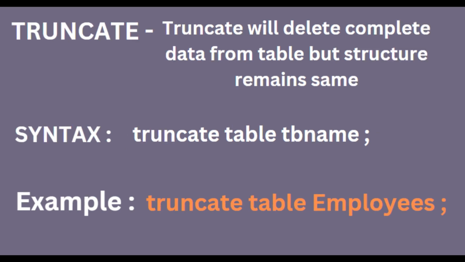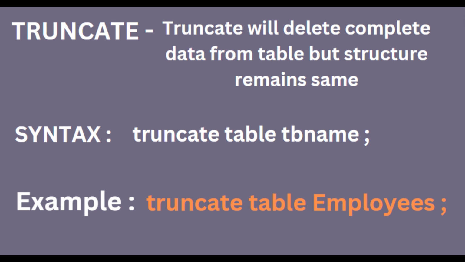And the next command is truncate. Truncate will delete complete data from the table, but the structure will remain the same. That is, data will be removed, but the table structure, that is, column names will remain as it is. Suppose in some scenarios, we want to delete complete data from the table, but we want the same column names. So instead of removing the complete table and creating the table once again, we can simply use the truncate command. Syntax will be truncate table, table name. Here, if I use truncate on the employees table, the syntax will be truncate table employees.